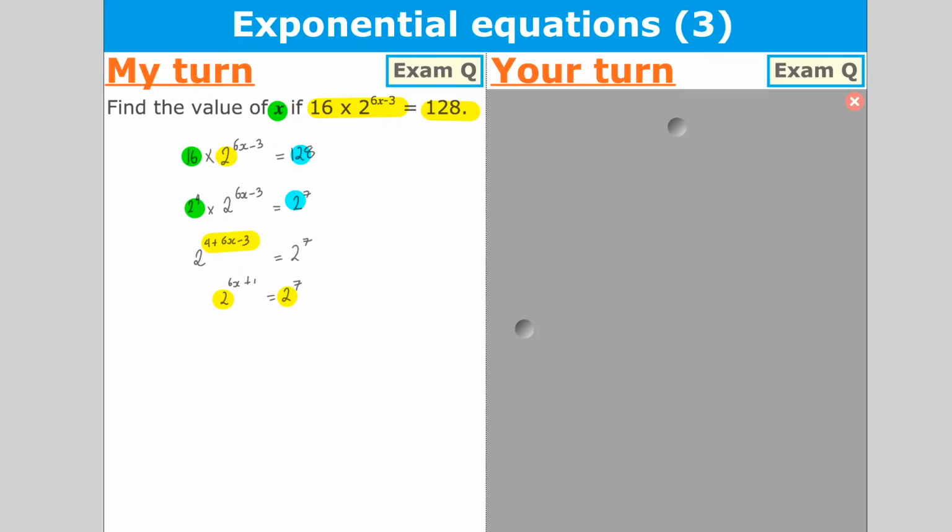Power of 2, a base of 2 is the same. Therefore, these exponents must be equal. So we've got 6x plus 1 must equal 7. And all we do is subtract 1 off both sides to get rid of this plus 1. And we've got ourselves 6x is equal to 6. And then we're going to divide both sides by 6 to work out the value of 1x. And when we do that, we get ourselves that x is equal to 1, and we're done.